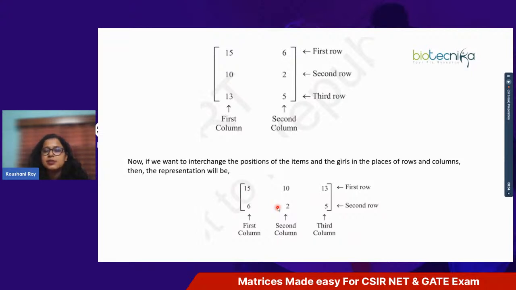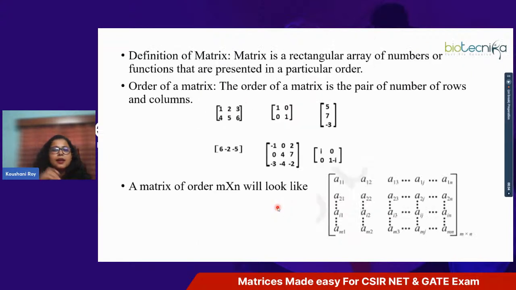Do we need matrix in CSIR? Yes, actually, in CSIR, matrix is there, but the higher level applications of matrices are there, like rank, eigenvalues, eigenvectors. These are there in the CSIR. But to know about those things, we have to first know the basics of matrices. So let us come to the definition of matrix.